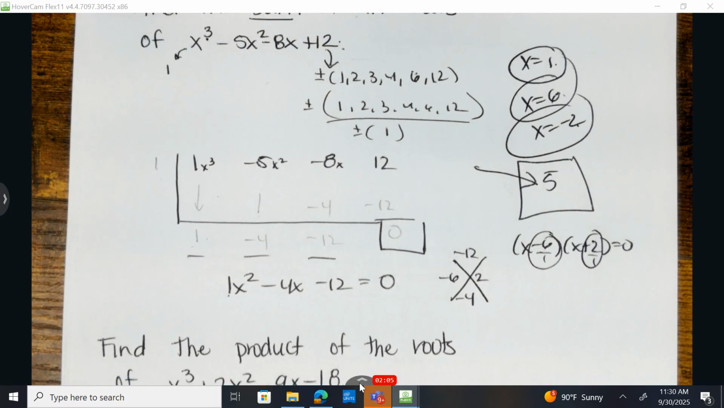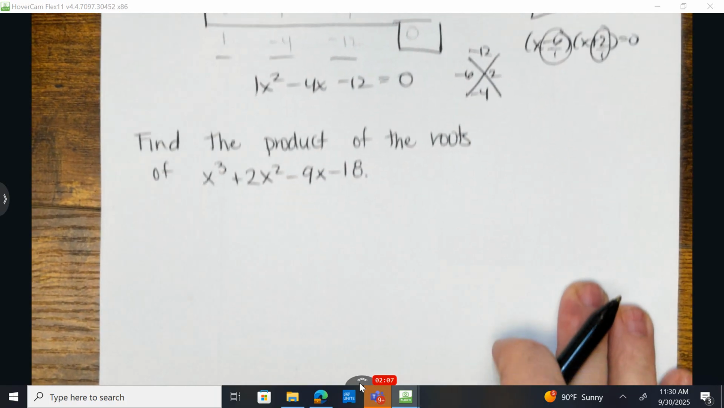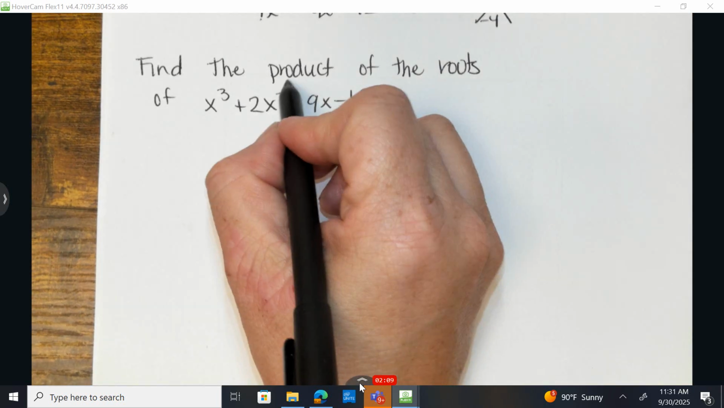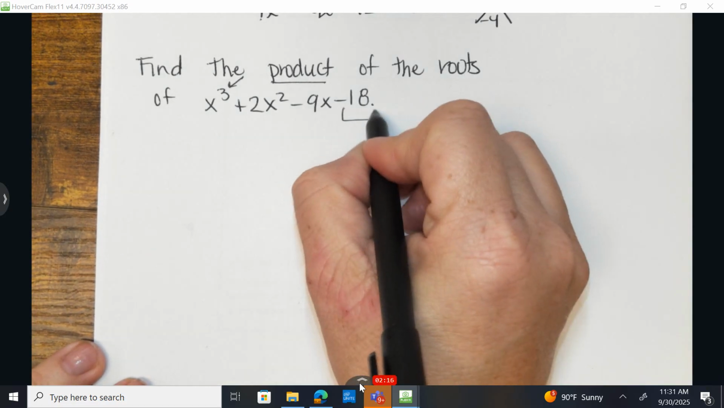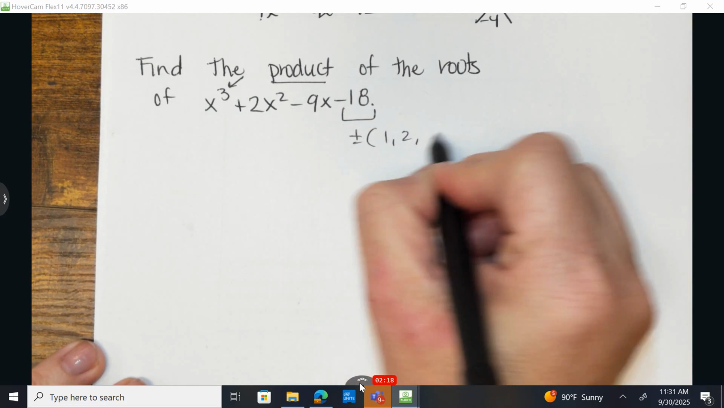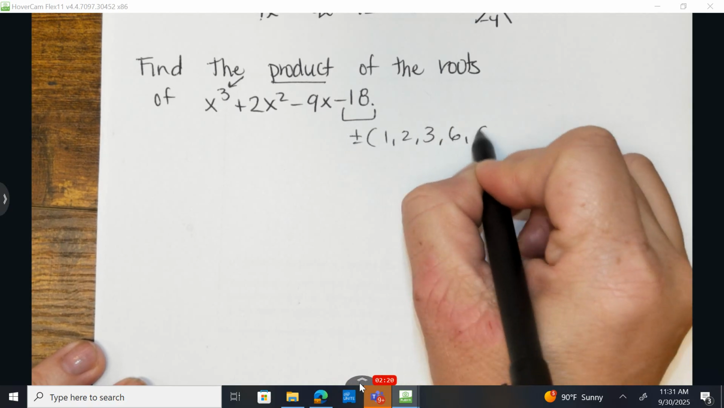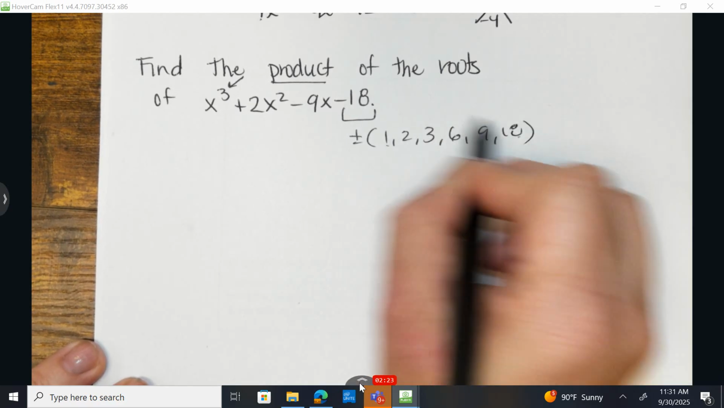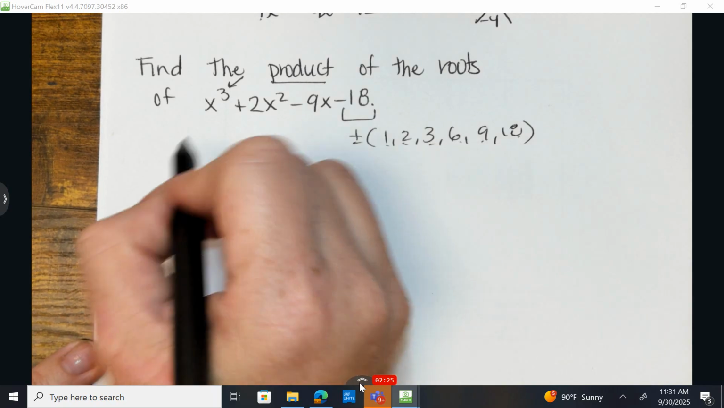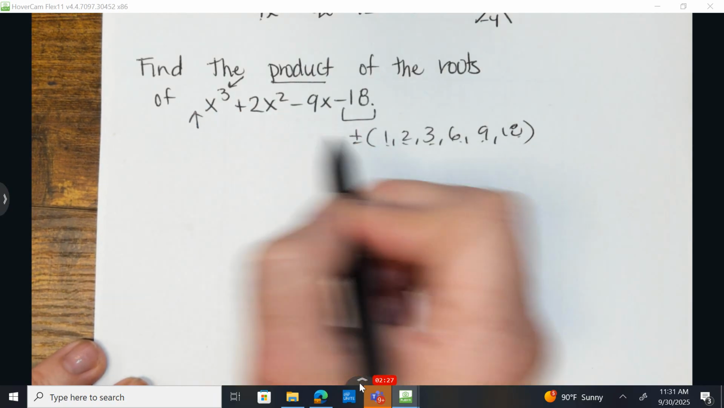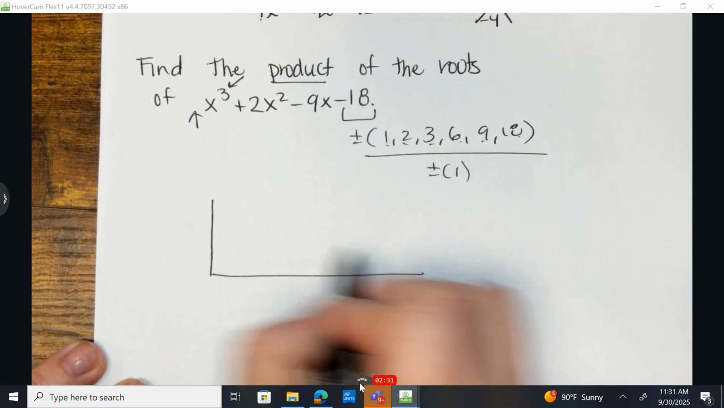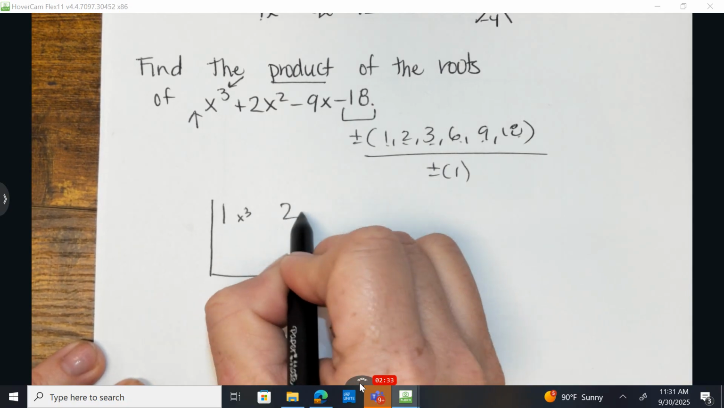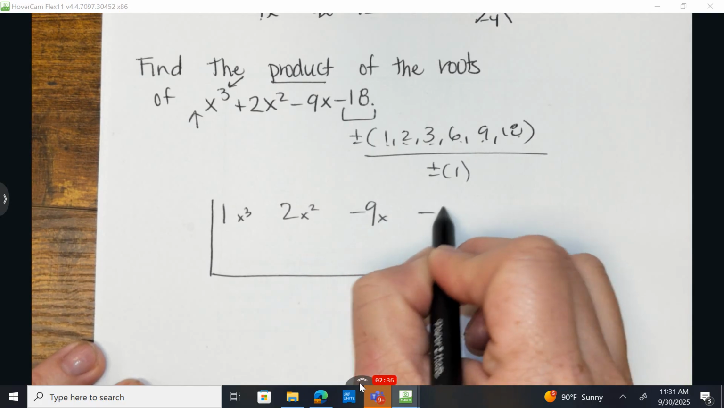Okay, similarly, let's find the product of the roots. So I'm going to identify the roots, and then I'll multiply them. I should have 3 roots. There could be duplicates involved. All right, factors of 18: 1, 2, 3, 6, 9, and 18. Let's make sure: 1 times 18, 2 times 9, and 3 times 6. Again, the leading coefficient is a 1, so on the bottom here I have a 1. 1x to the third, 2x squared, -9x, and -18.